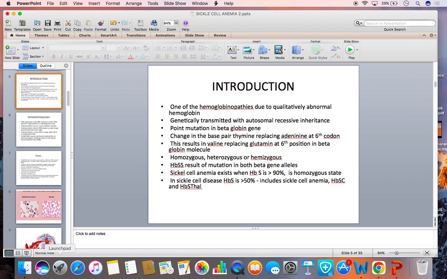Okay, it could be homozygous, heterozygous or hemizygous. Homozygous state is HbSS, heterozygous state is HbAS. Hemizygosity could be a combination of sickle hemoglobin with any of the other hemoglobins, that is HbC or HbF.